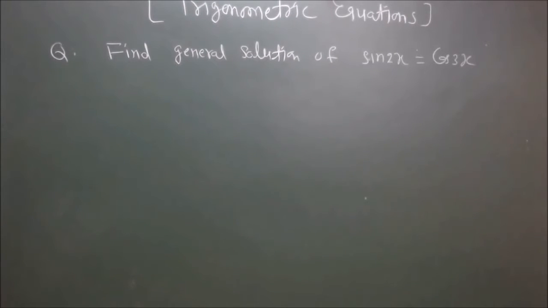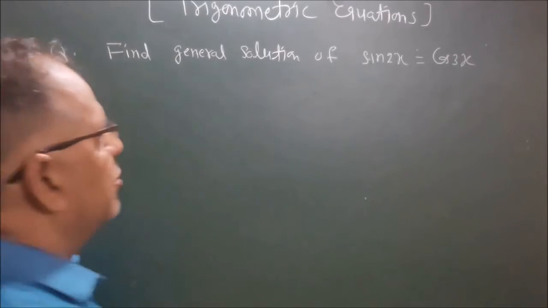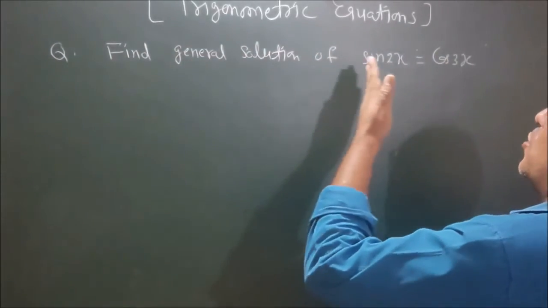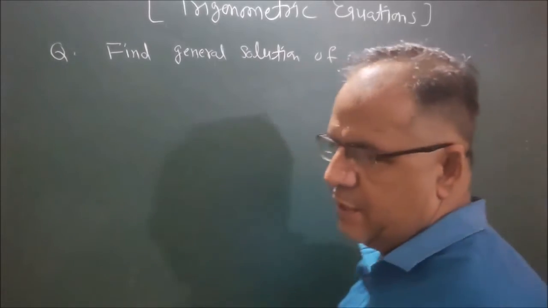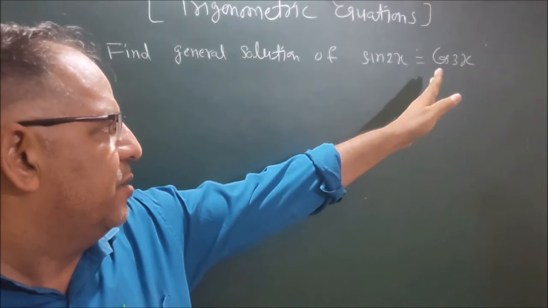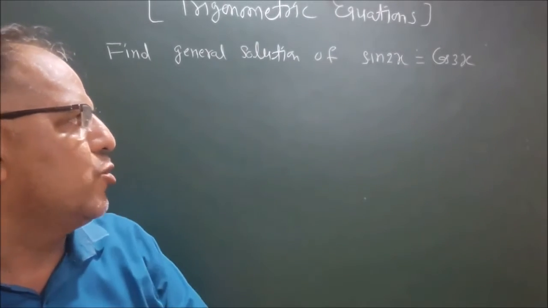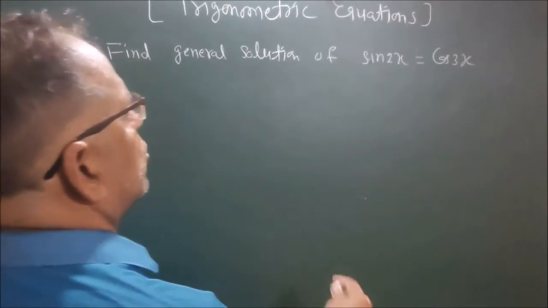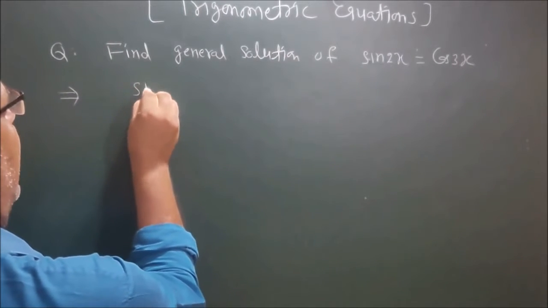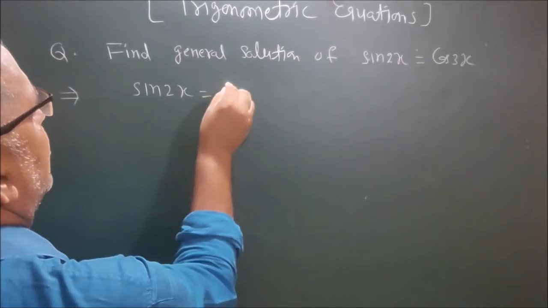Now I am taking another problem based on the trigonometric equation of different type. Find general solution of sin 2x equal to cos 3x. Here this trigonometric equation contains different trigonometric ratios of unknown angles. So we start with sin 2x equal to cos 3x.